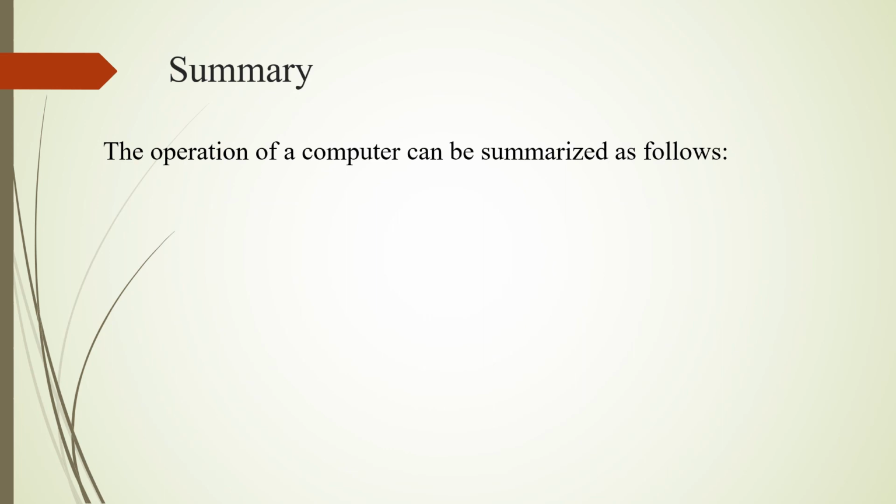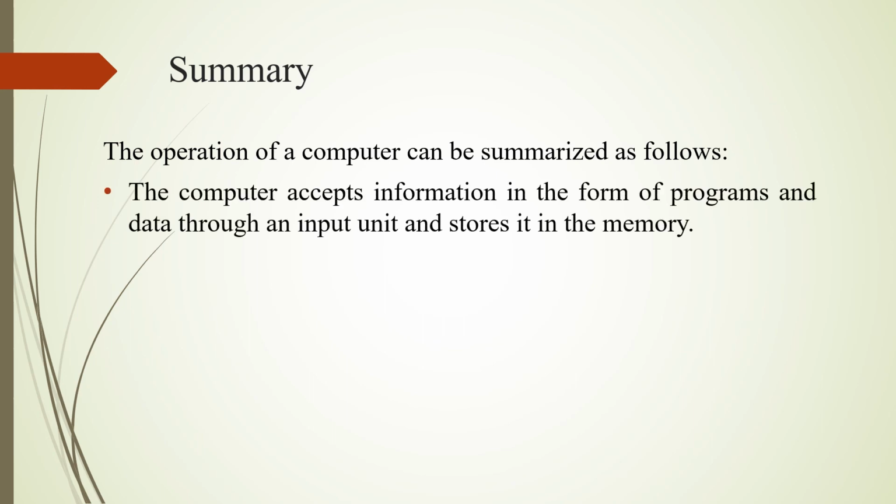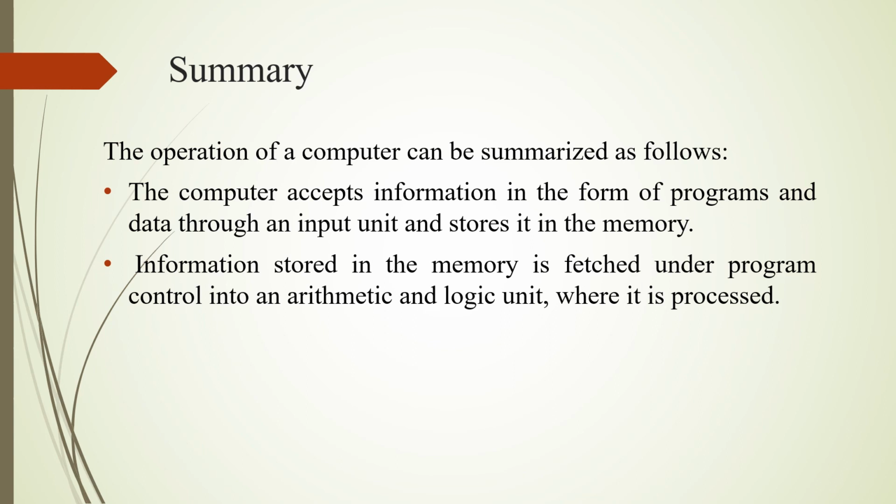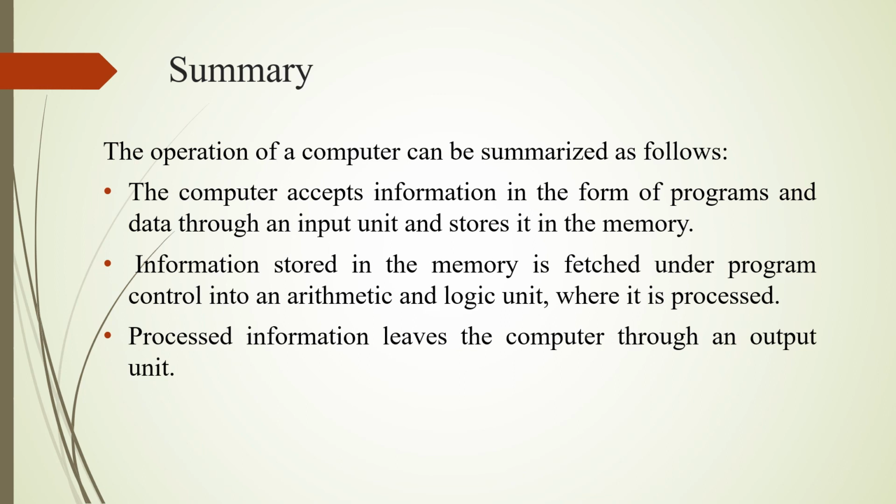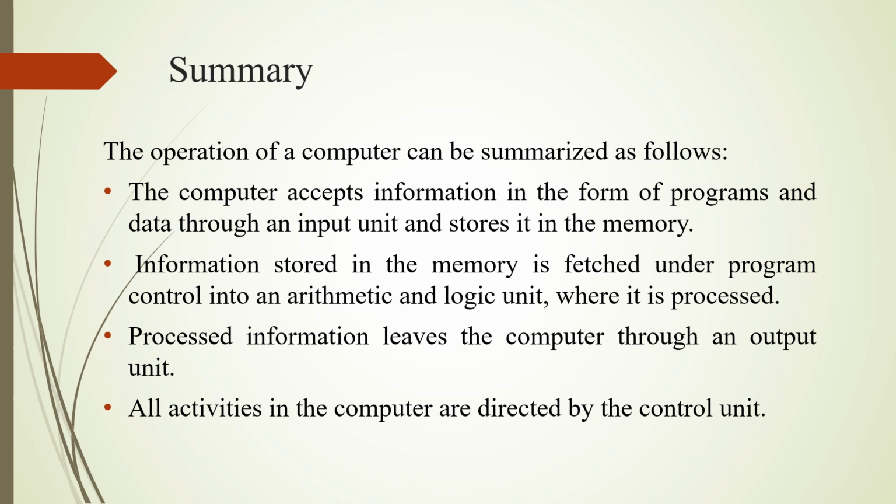Coming to the summary of the functional units of the computer system. The operation of a computer can be summarized as follows. The computer accepts information in the form of programs and data through an input unit and stores this information in the memory. Information stored in the memory is fetched under program control into an arithmetic and logic unit, where it is processed. Processed information leaves the computer through an output unit. All activities in the computer are directed by the control unit.